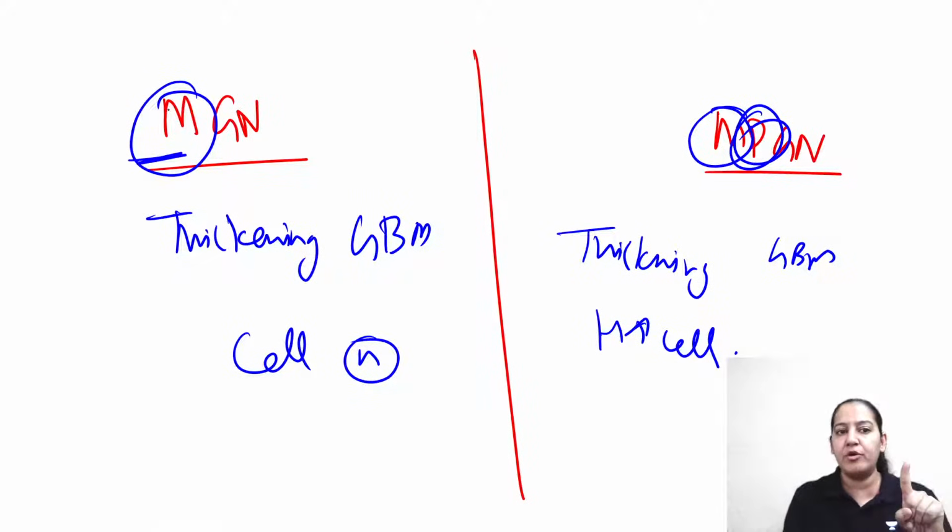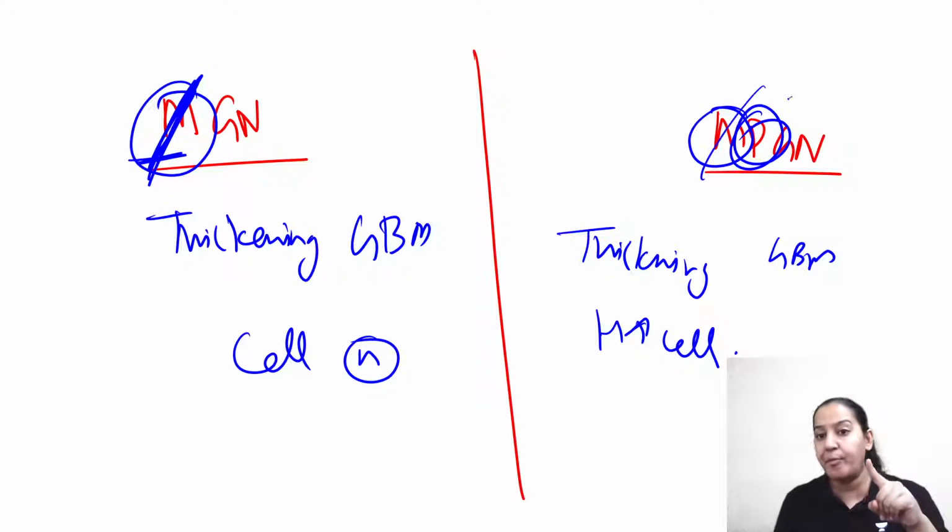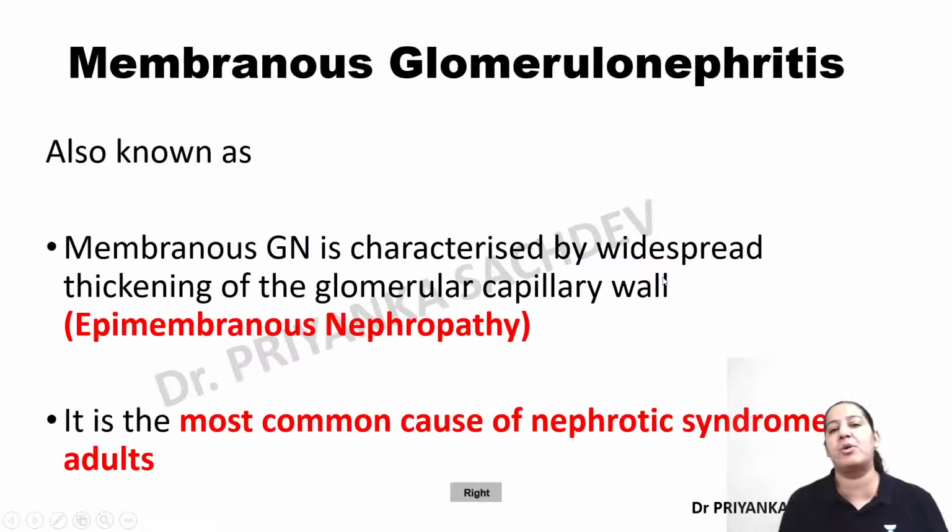In the membranous glomerulonephritis, only the thickening of the glomerular basement membrane is there. And in membranoproliferative, along with the thickening of the glomerular basement membrane, proliferation, that is hypercellularity, is also there. You got my point? If you got my point, give me a thumbs up. Vidika, have you got it? Sachin, have you got it?